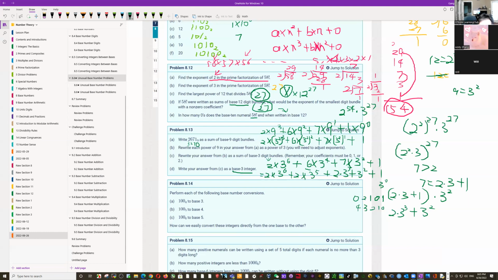2 multiply 3 to the 5th, so that's going to be position 5. The 5th position gets a 2. And the 6th position is going to be 2 also. So that's actually the number we're going to get from this conversion.